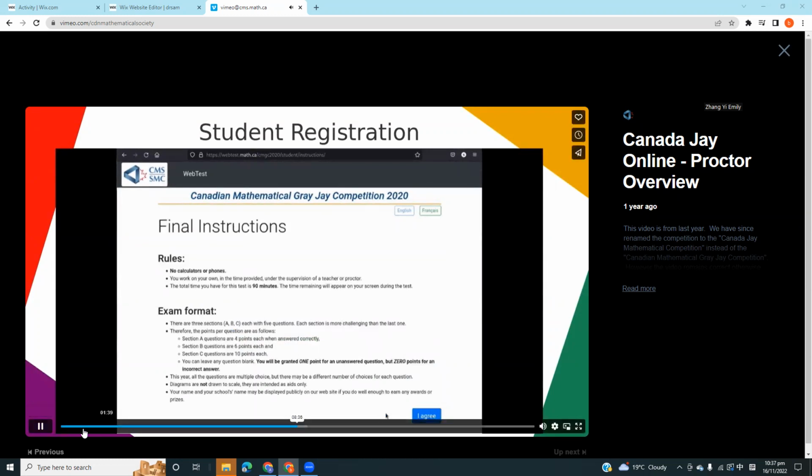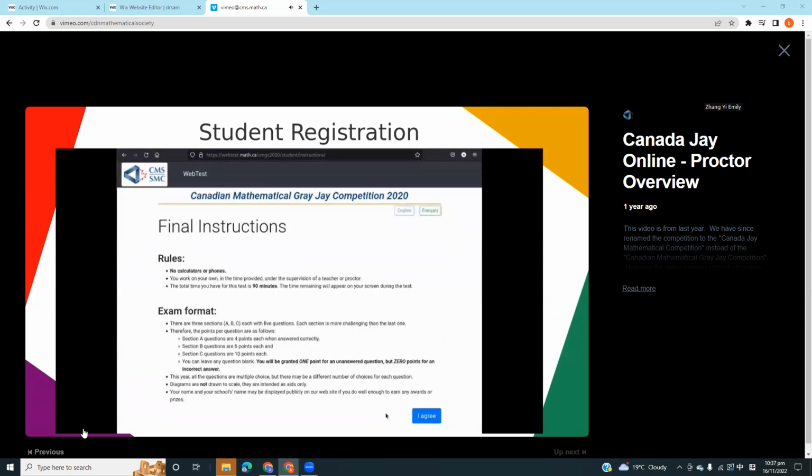Now the rules are displayed, and the students need to agree to them to proceed. Of particular note, calculators and electronic assistance devices are not permitted, except with prearranged written permission from the CMS. So, if you expect to have students that need special accommodation, please contact us by email well before the day of the competition.